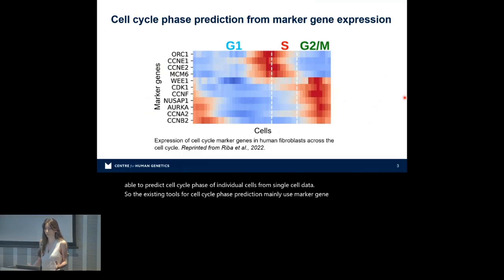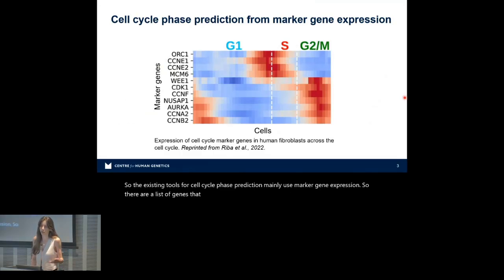So there is a list of genes that are generally highly expressed in a specific cell cycle phase. And these tools mainly use the expression values of such genes to classify the cells into specific cell cycle phases, as shown in this example heat map.